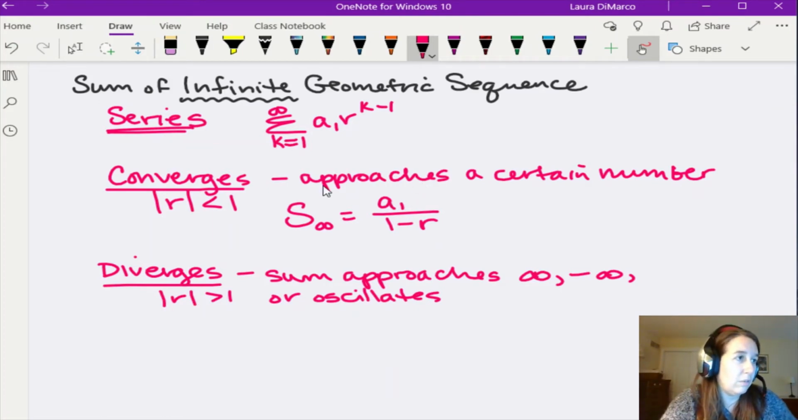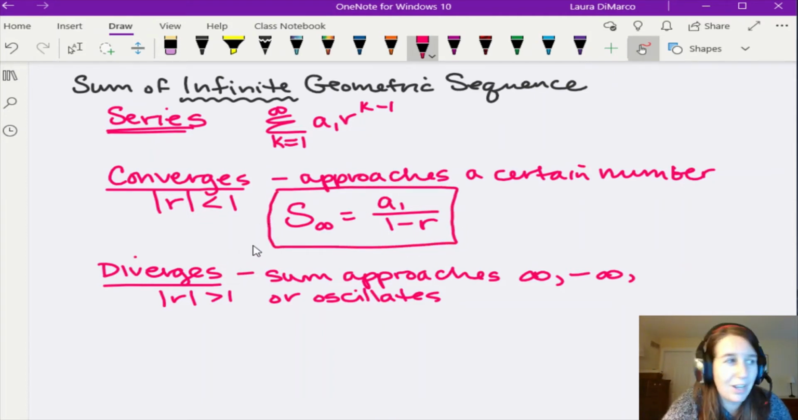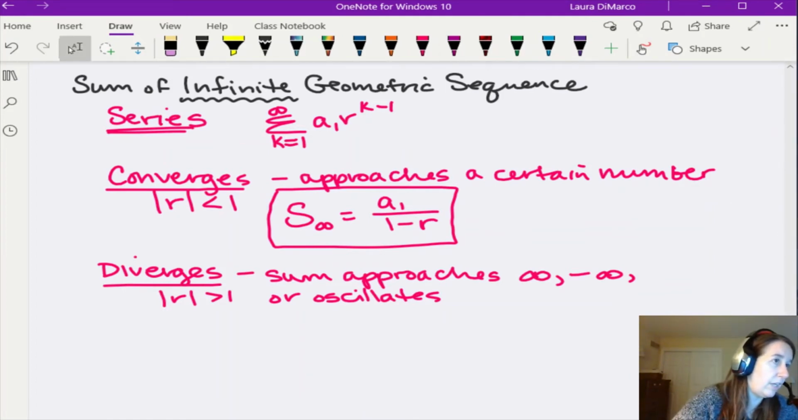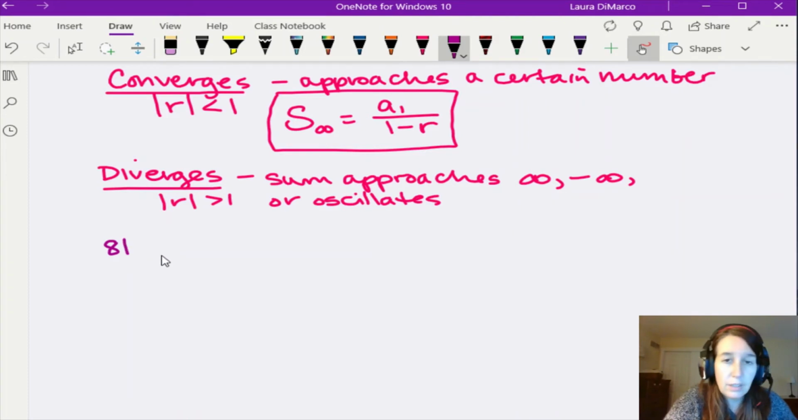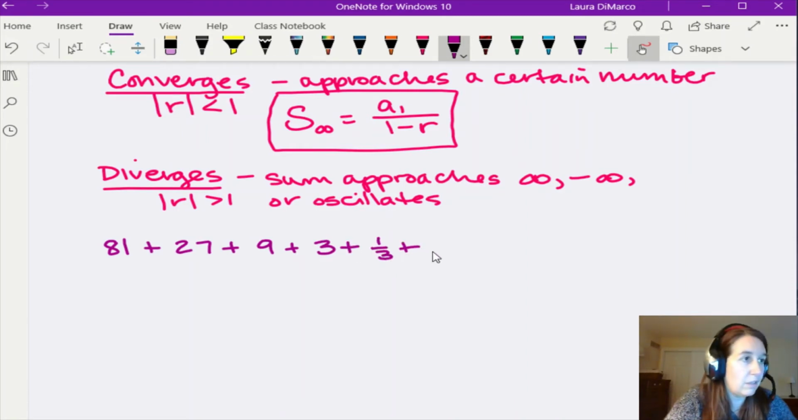Okay, so let's highlight this formula and see when to use it, because I've given you a lot of little definitions and stuff now, and you might be a little confused about converge and diverge. I think with a concrete example, you'll see that it's actually pretty straightforward. So for our example, let's look at the series of 81 plus 27 plus 9 plus 3 plus a third plus dot dot dot, right, to infinity.